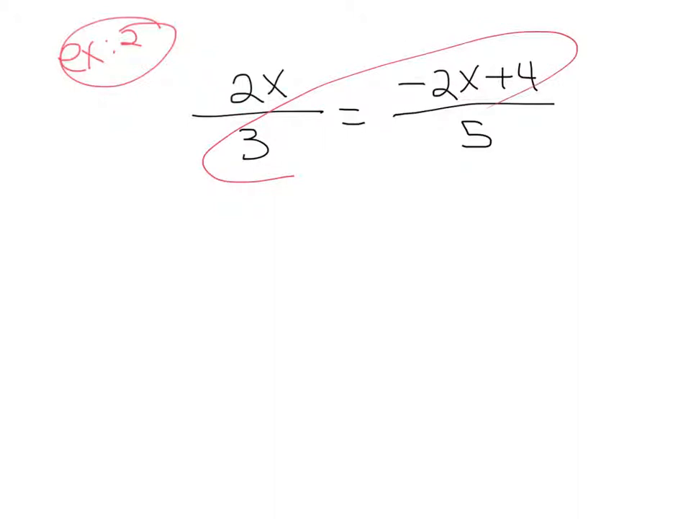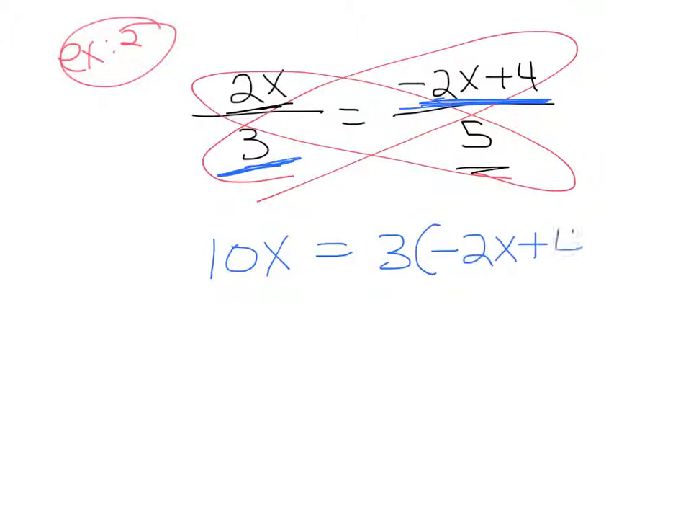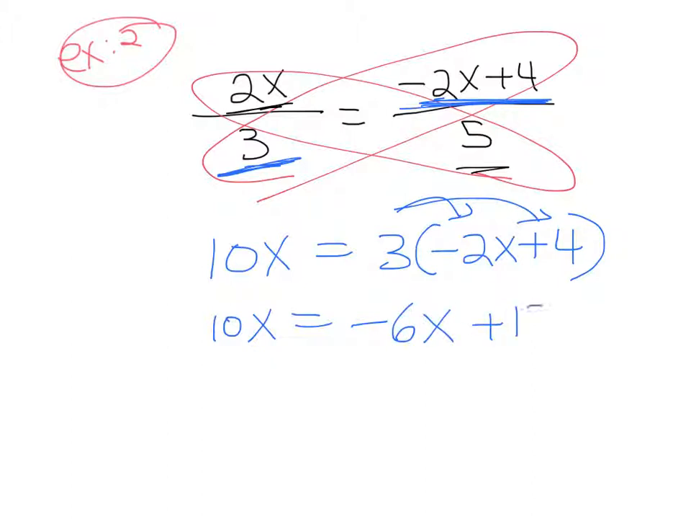My first step is to, again, cross multiply because this is a proportion. And when I do that, I get 2x times 5, which is just 10x. And again, when I multiply 3 with the negative 2x plus 4, I need to make sure that it stays in my parentheses because it's a binomial. All right, I need to distribute on the right side. I get negative 6x plus 12.